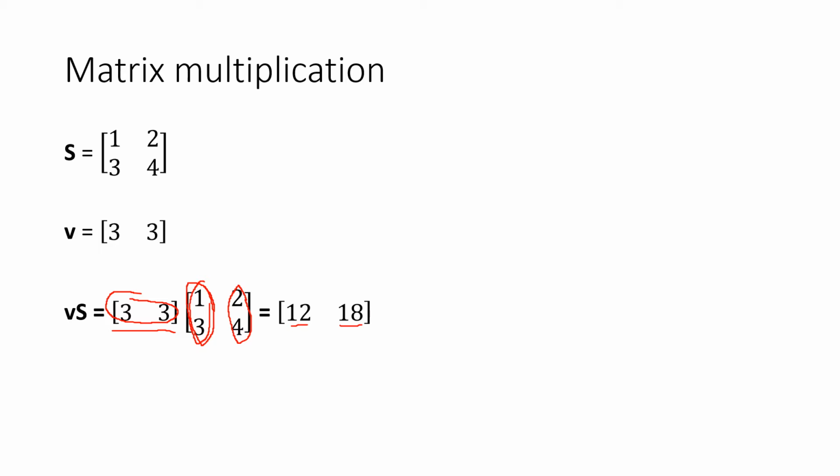If we have a matrix rather than a vector, we just work our way through each row in the matrix that's on the left-hand side to create the corresponding output.